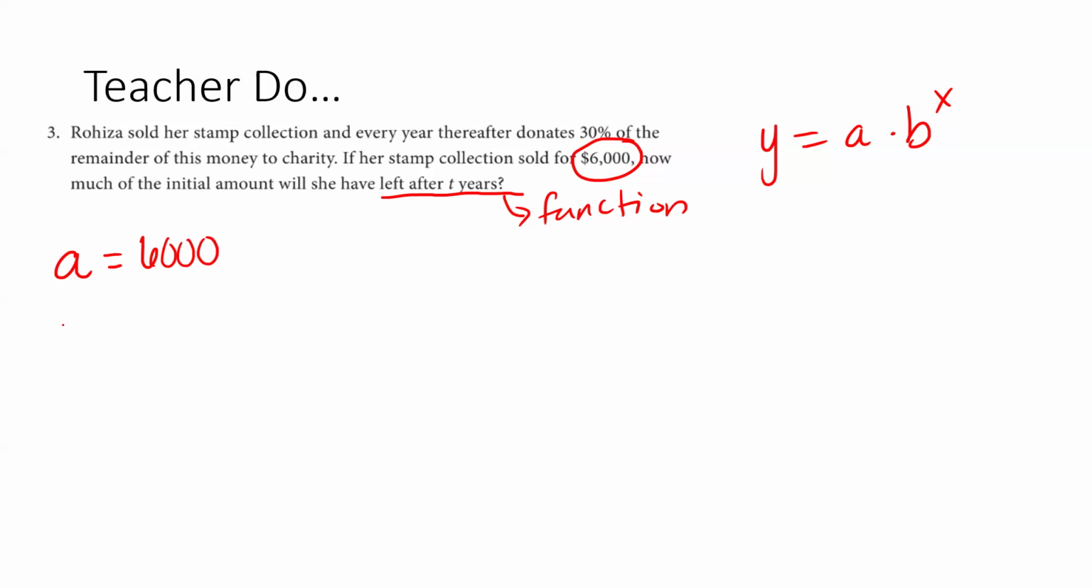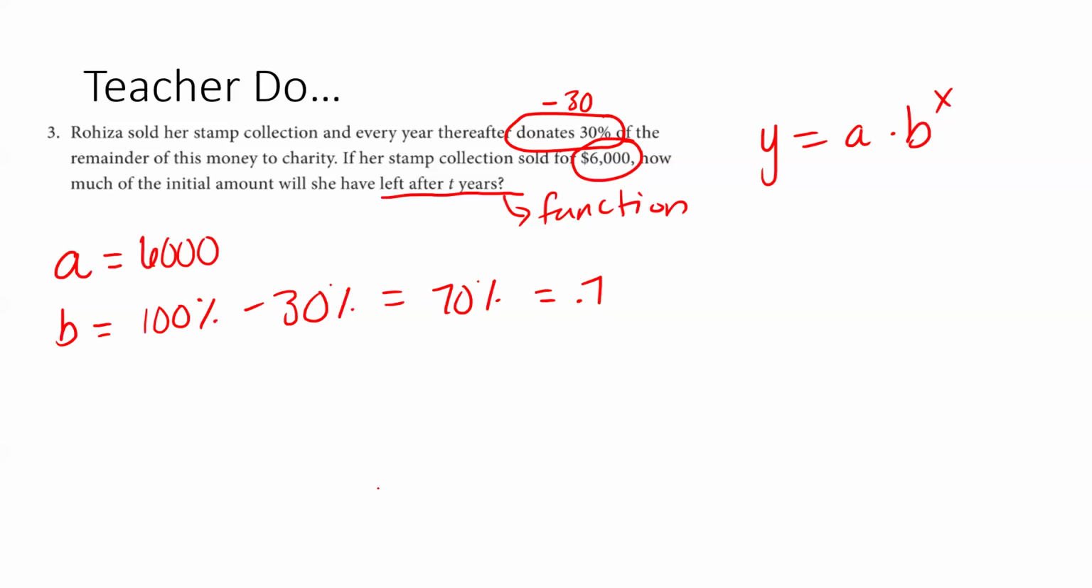Next, we got to find our B. Your B equals 100% plus or minus a value. What am I doing here? I'm subtracting. Why am I subtracting? Because she is donating 30%. So it's going to be a minus 30%. Does that make sense? So minus 30%. What is my B? 70%. And how do I write that as a decimal? 0.7. Do I have all I need to write my function?